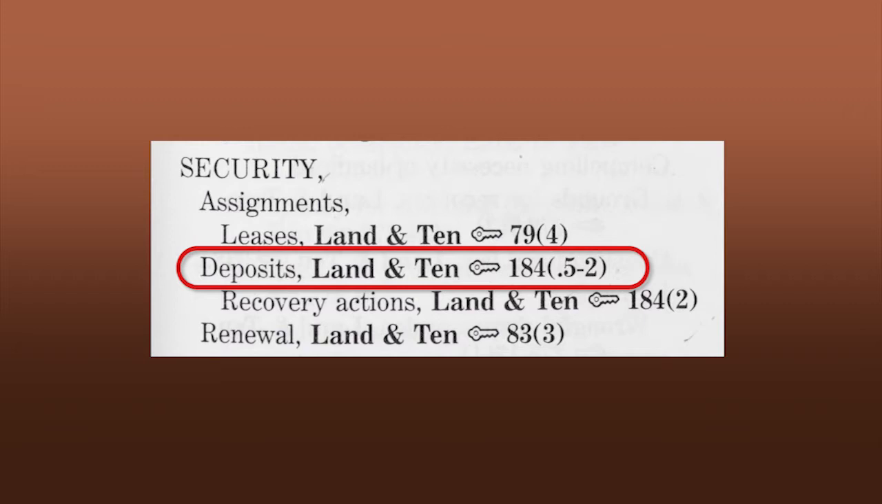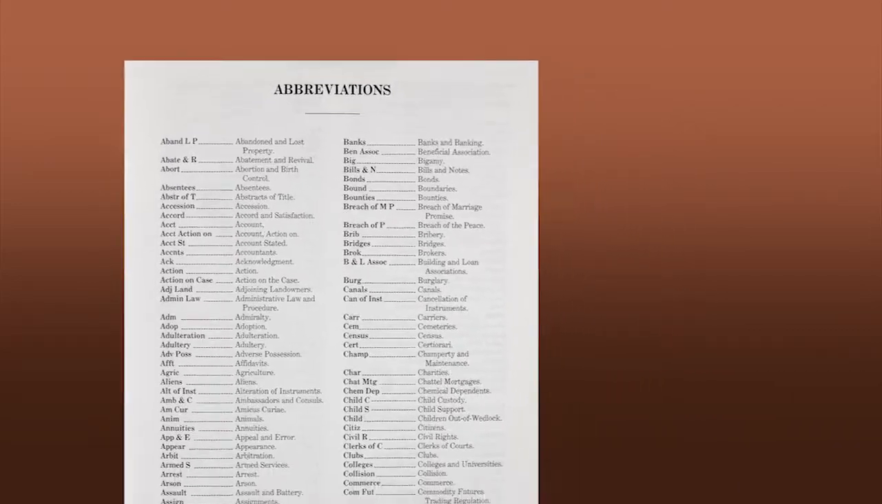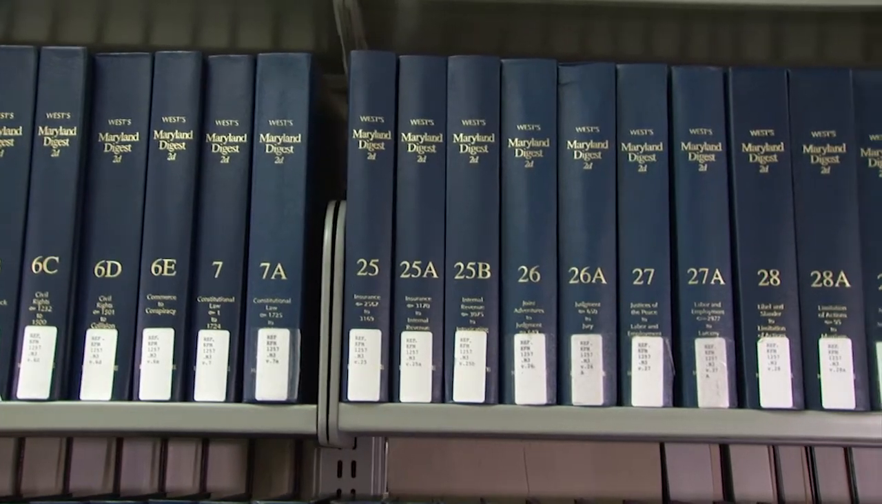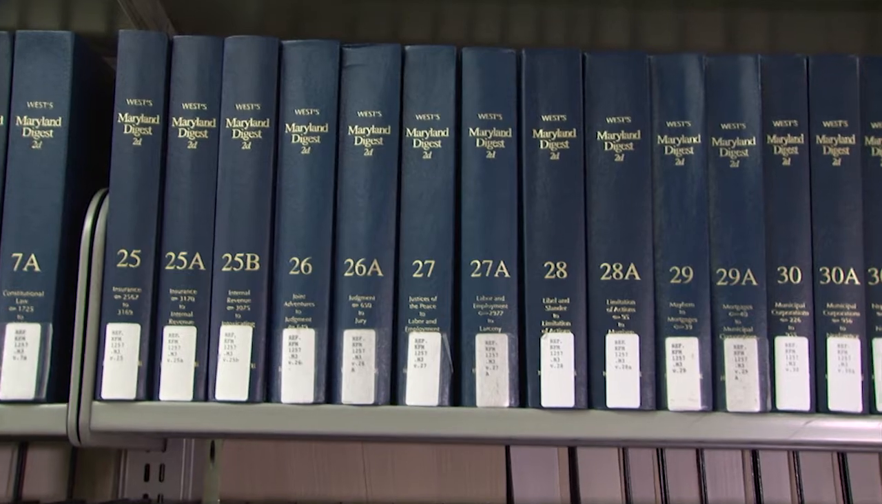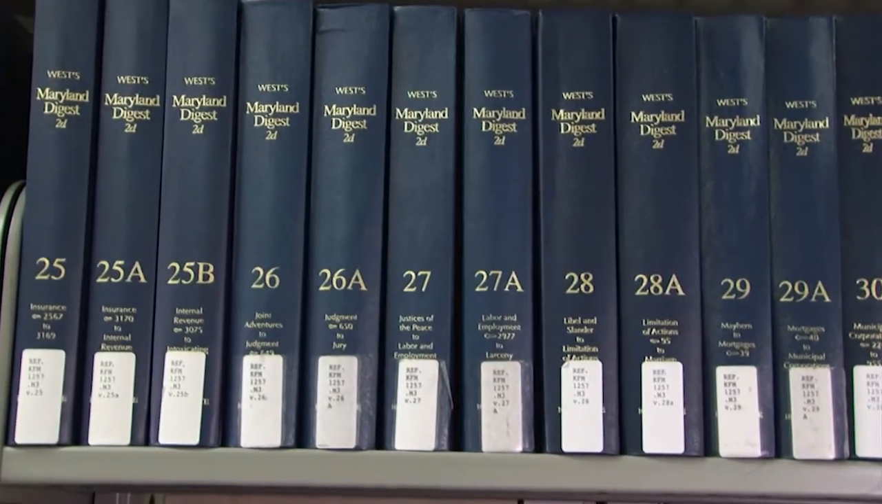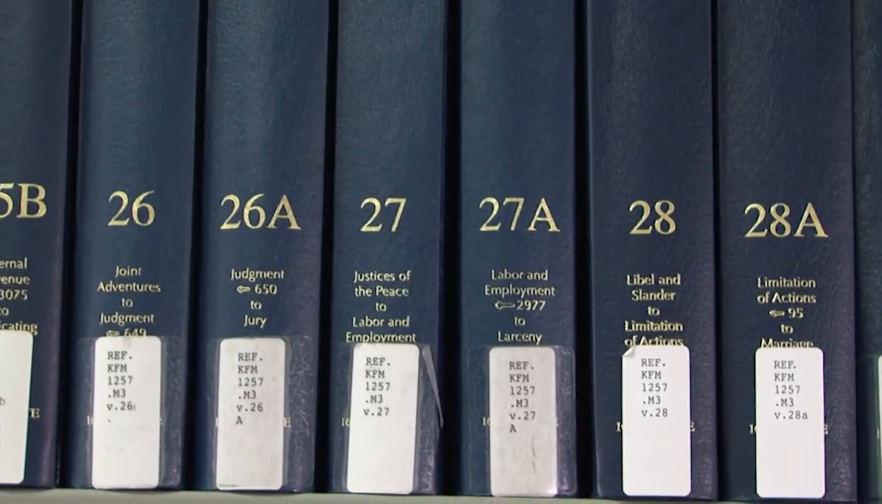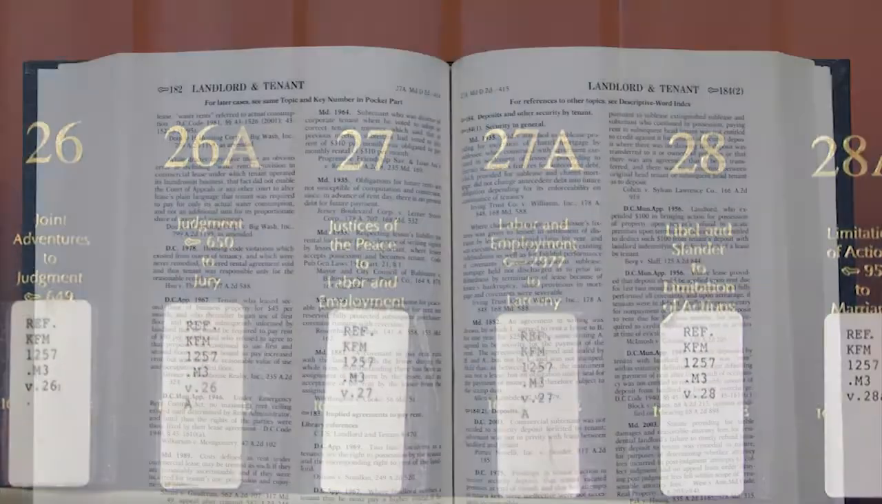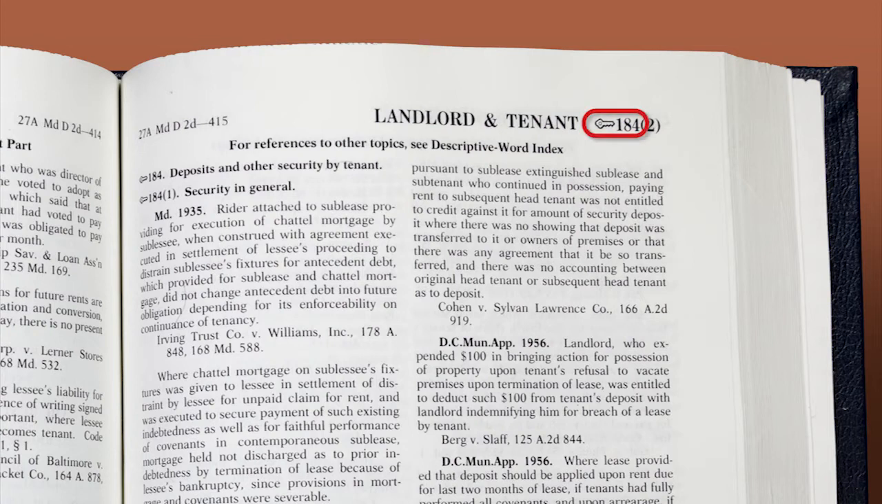If you are uncertain of what a specific topic abbreviation means from the index, all of the topic abbreviations are listed in the front of each Digest book. Once you have a topic and a key number, go to the Digest volume that contains the subject landlord-tenant. The topic landlord-tenant comes between labor and employment and larceny, which is in volume 27A. Under the topic and key number guides at the top of each page, you turn to the page under landlord-tenant that starts with key number 184.